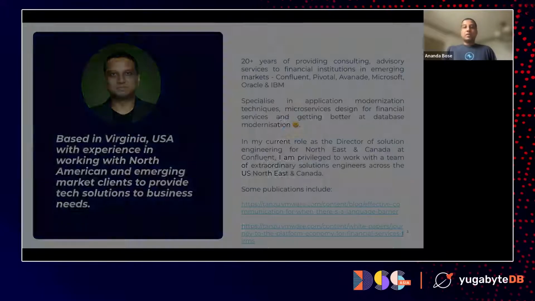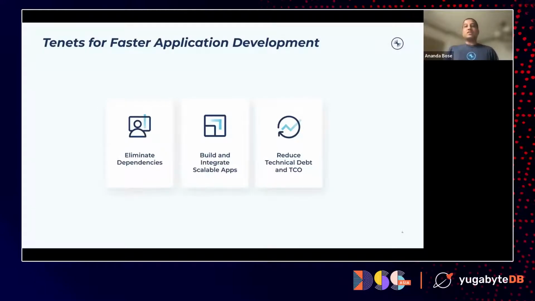So moving on, what are the tenets of faster application development, especially when you're looking at modern application development? So the first one is elimination of dependencies. And in this, what we can talk about is the concept of having independent services working on independent data. And, therefore, there are no dependencies between the UX, the microservices, as well as the backend data that is being requested. This is also used to build and scale internet grade apps.